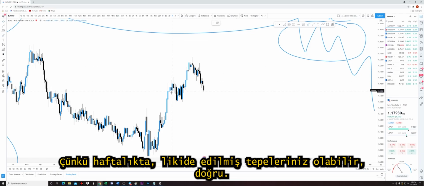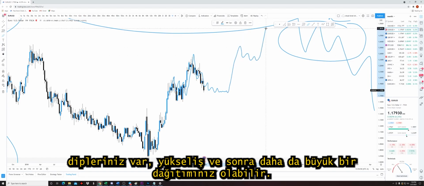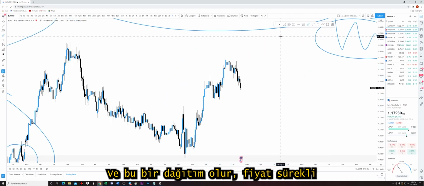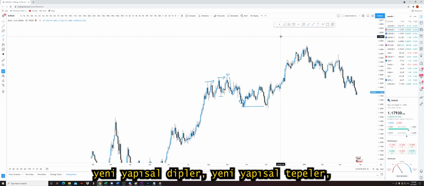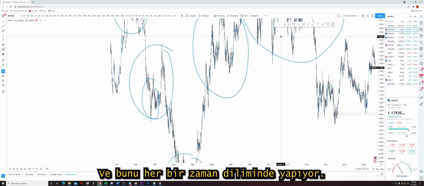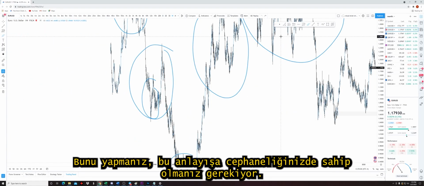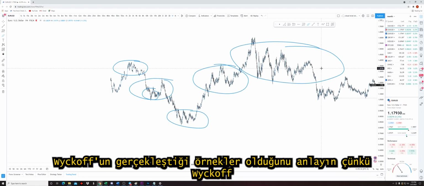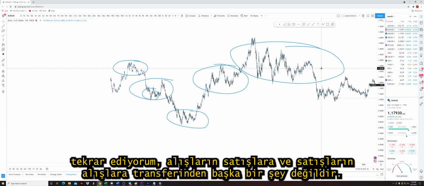Because on the weekly, you might have highs liquidated, maybe you have lows liquidated, mark up, and then you might even have a bigger distribution. And this would be a distribution. Price is constantly in the midst of always creating new structural lows, new structural highs, candlestick structure lows and highs, and it's doing it on every single time frame. You need to have this understanding in your arsenal. You need to understand that any potential liquidations or any little areas of mitigation of some sort are examples of Wyckoff taking place. Because Wyckoff is nothing more than, again, the transfer of buys to sells and sells to buys.